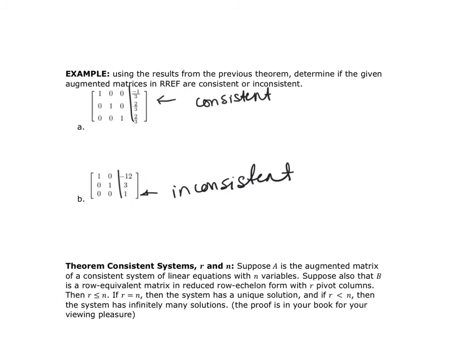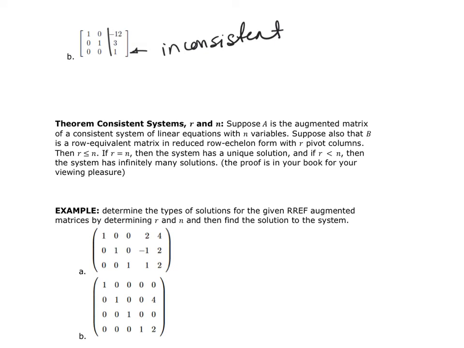Okay, let's take a look at some more theorems. Our next theorem is about consistent systems. So we already know it's consistent. Suppose A is an augmented matrix of a consistent system of linear equations with n variables. Suppose that B is the row equivalent matrix in reduced row echelon form with R number of pivot columns. Then R must be less than or equal to n. If R is equal to n, then it has one unique solution. If R is less than n, then it has infinitely many solutions.